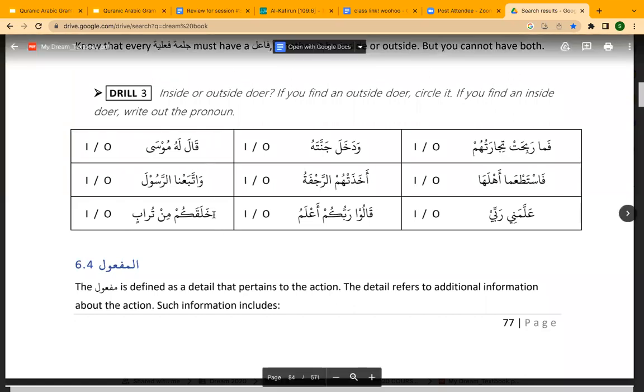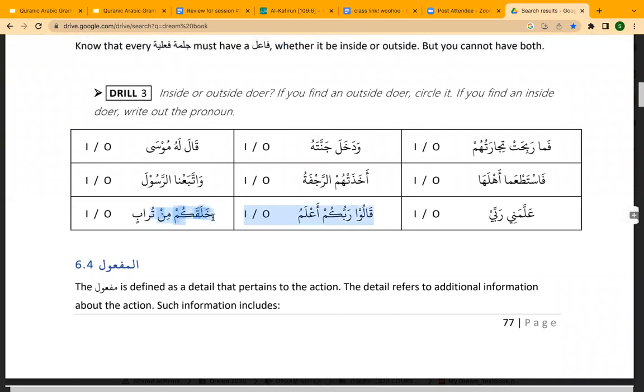Okay. Now come here. This is your last phrase, and then I think we should be good. Khalaqakum. What do you think? One word or two words? And this is the way we are doing in class. I want each and every one of you to do this when you are doing your own practice. Okay, there are two words. Khalaqa, kum is another attached pronoun. So we are going to look for an outside doer, but do you see any outside doer here?